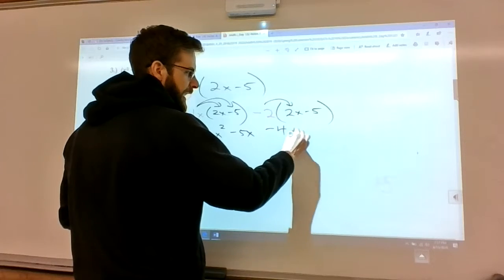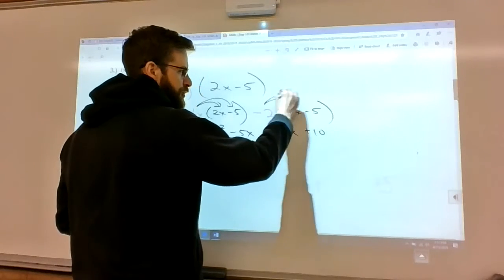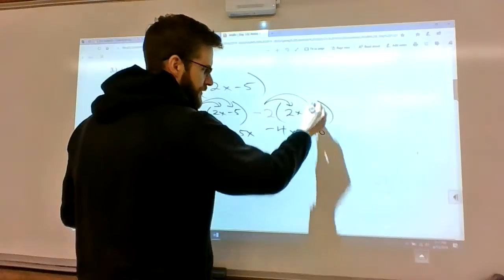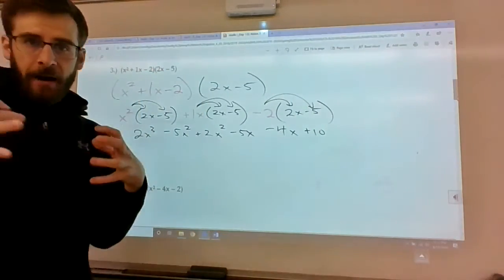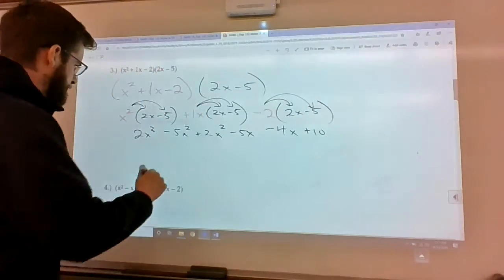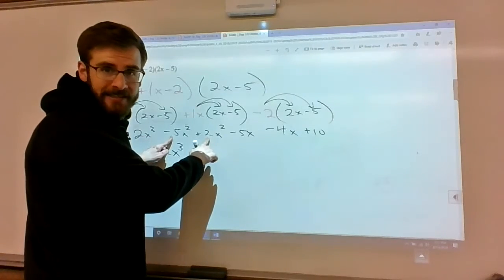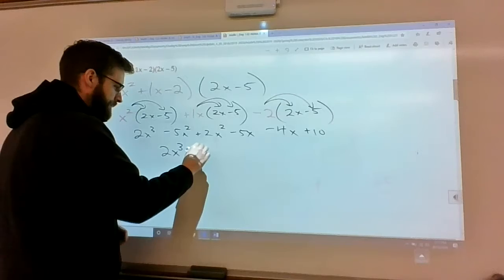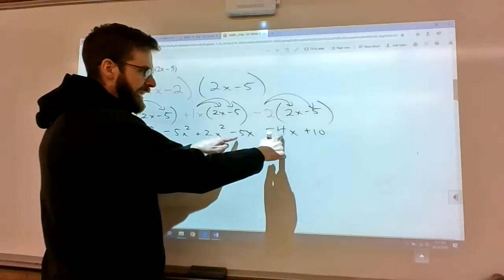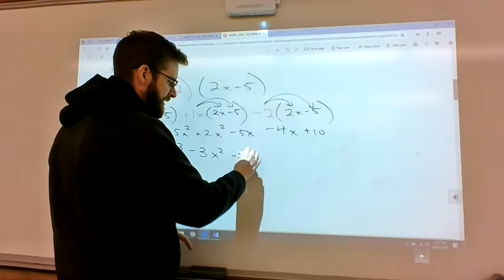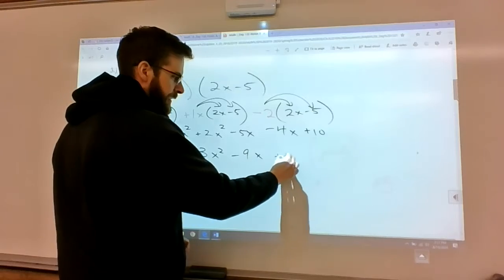And you get negative 4x plus 10. Remember, distribute that negative to both parts. Combine the like terms where you can. So 2x cubed, a negative 5 plus 2 is negative 3 x squared, and then a negative 5 minus 4 is negative 9. Keeps the x, and then plus 10.